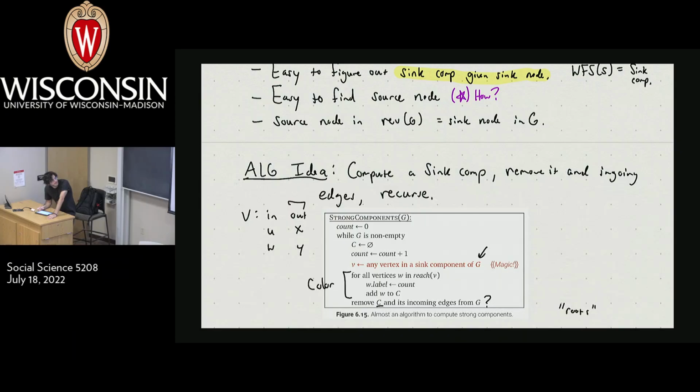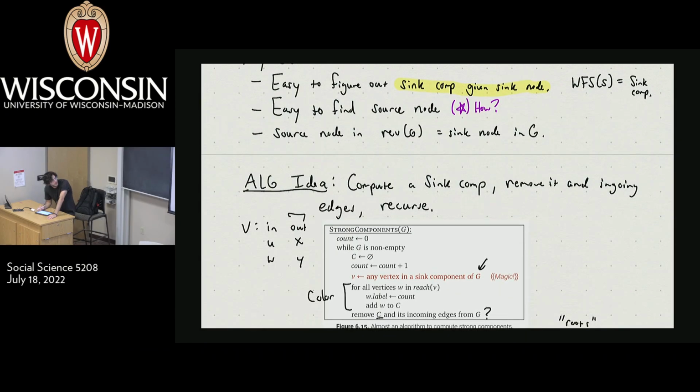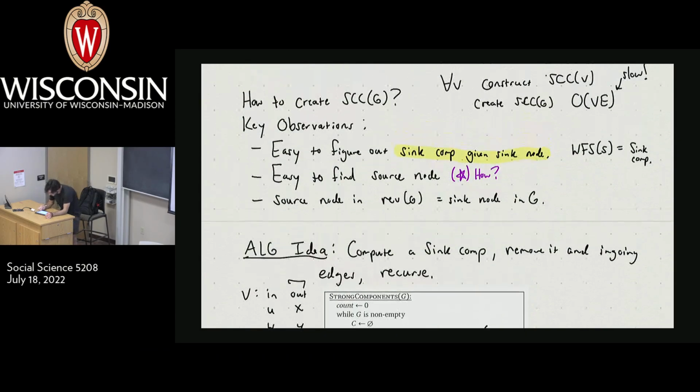Okay, so this is the template. The next thing to notice is it's easy to find a source node. So we want to find a sink node, but we know how to find source nodes. How do we do that? I'll tell you later, but believe me, we can do it.